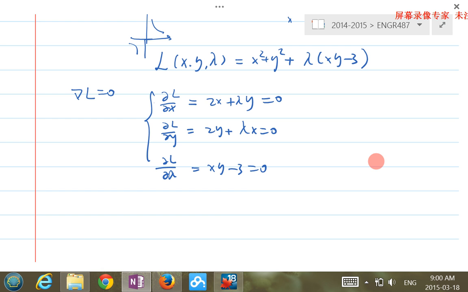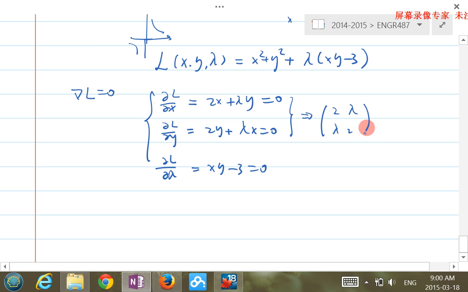But here's one way of solving it. Basically, from the first two equations, I can put it into a matrix: 2, lambda; lambda, 2; times x, y equal to 0. To make this equal to 0, one solution is x equal to y equal to 0. But that's not possible.